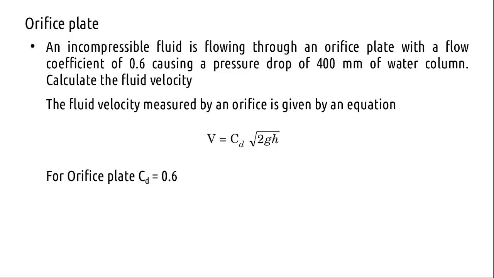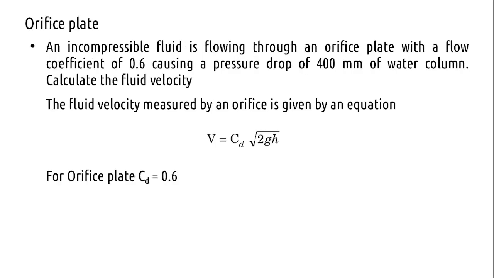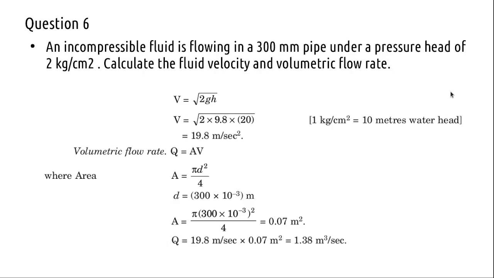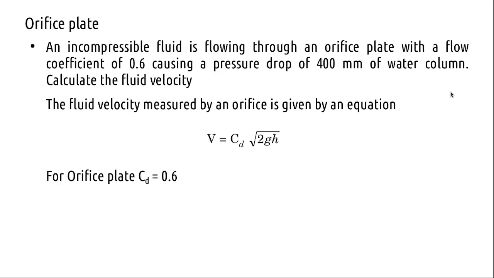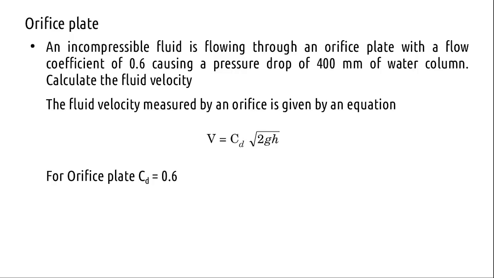And the coefficient of discharge also you have the value. So earlier we had mentioned a formula for the fluid velocity, the volume flow in this manner. So here it is root of 2gh, h is P1 minus P2 by rho. So just calculate the value.